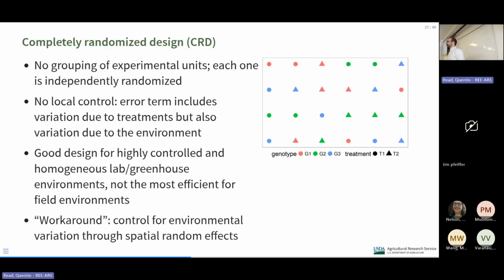Now, if you do have a CRD and you do have the spatial locations of the units, you can work around the fact that there's no blocking by including a spatial random effect in your statistical model, which will enable you to pull apart the environmental variation from the treatment variation. So that's a workaround. But if your design is not spatial, like if the units are organized in time or some other way, you can't necessarily do that.